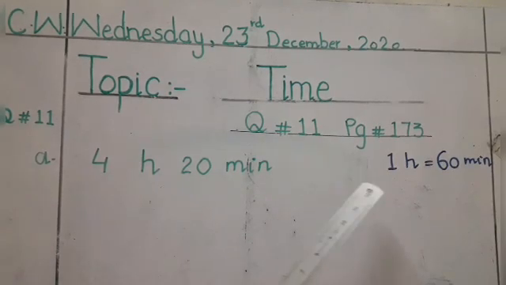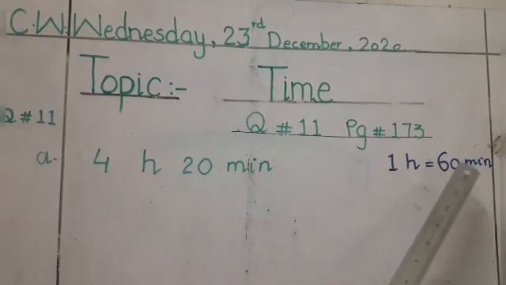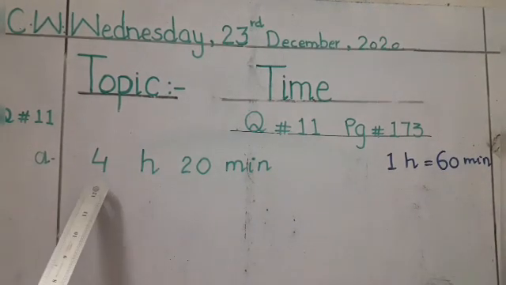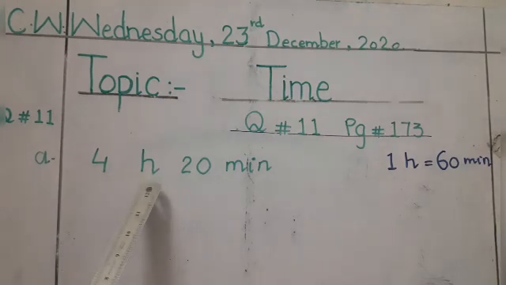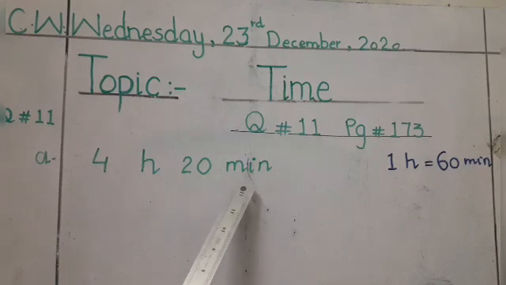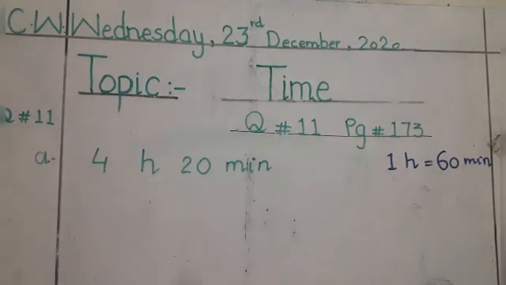Okay, students, first of all, you will see that 1 hour is equal to 60 minutes. So for 4 hours, we will multiply 4 by 60 minutes, and then we will add 20 minutes to the product of 4 multiplied by 60. So let's start.